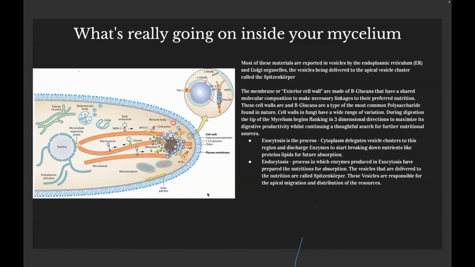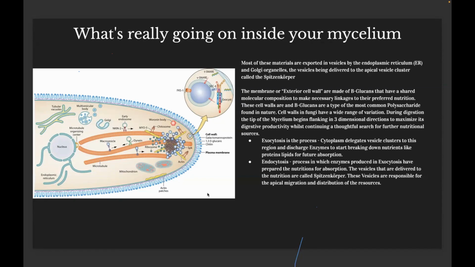So these two compositions, chitin and beta glucans, especially 1,3 beta glucans, are the most common type of polysaccharide found in nature. They're in all sorts of stuff. It's a wide variation. We'll go into that a little more in depth in a slide or two. So these cell walls of mycelium, though, they're super adaptable.